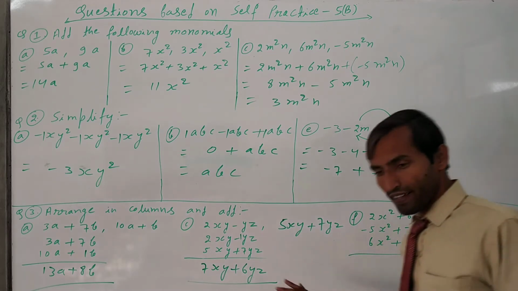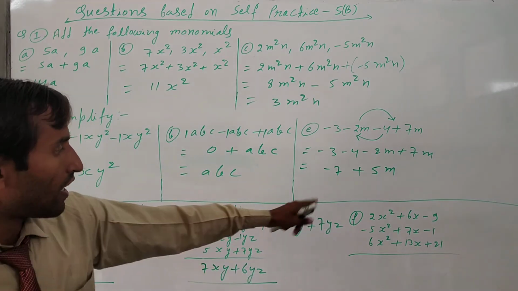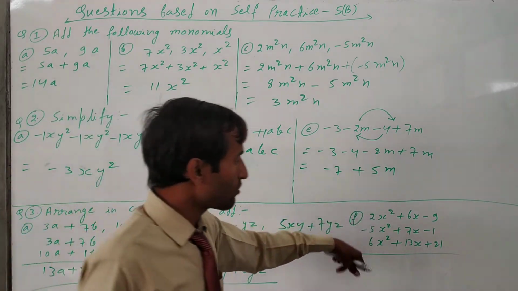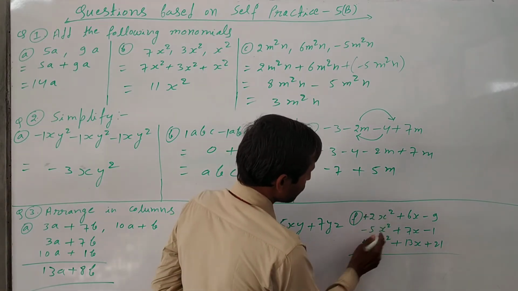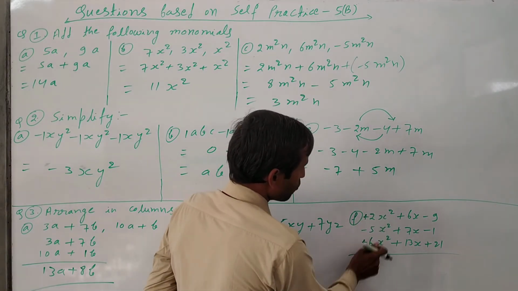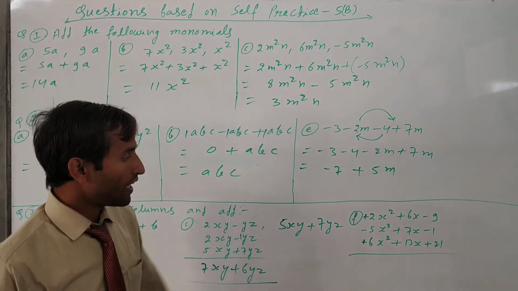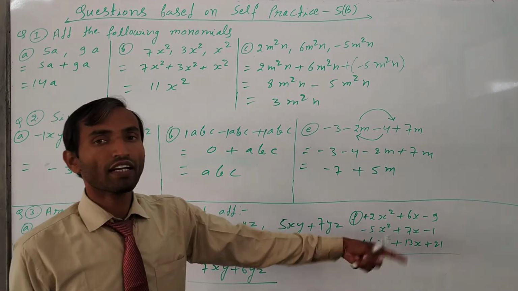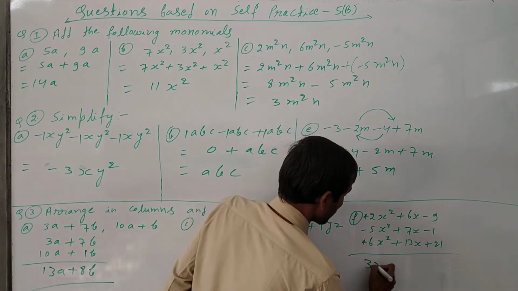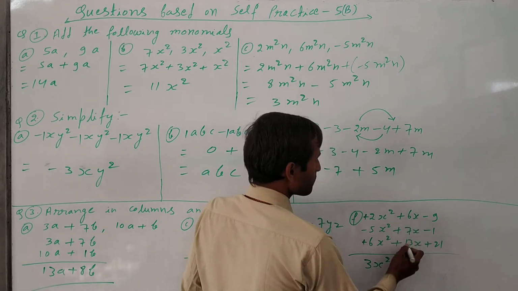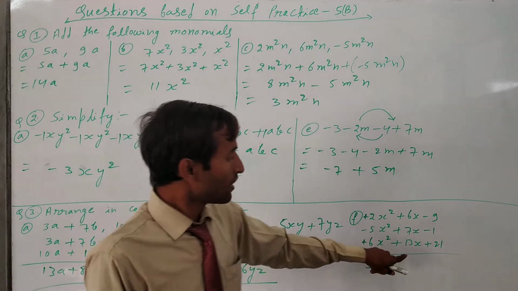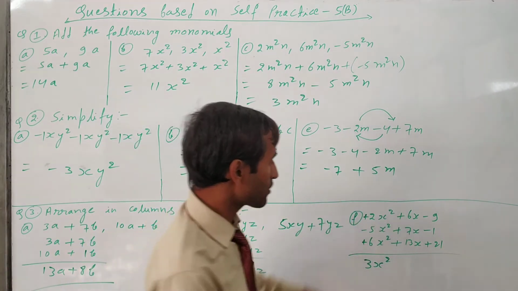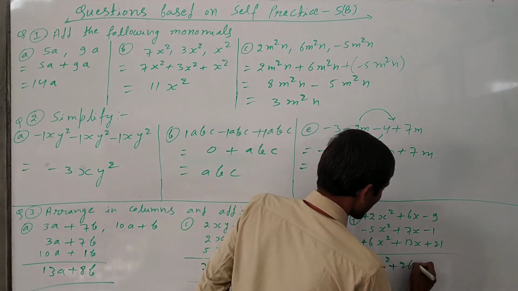So after arranging, now we will add here, sometimes we will add, sometimes we will subtract. Just see, these both are plus, so these both will be added. So 6 plus 2, 8 will come, and then we subtract 5. So 8 minus 5 will become 3x square. Now after that all three have plus sign, so we will add 13 plus 7, 20, 20 plus 6, 26 will come. So 26x will come.